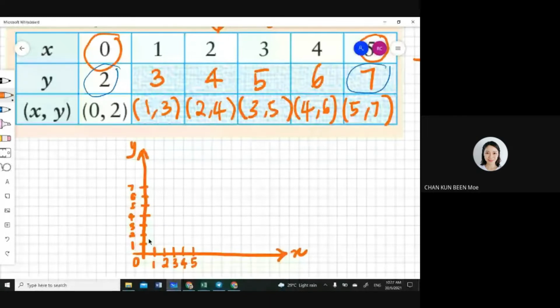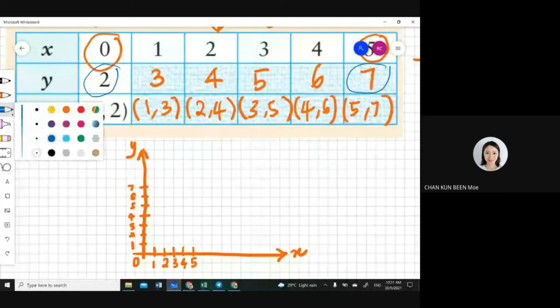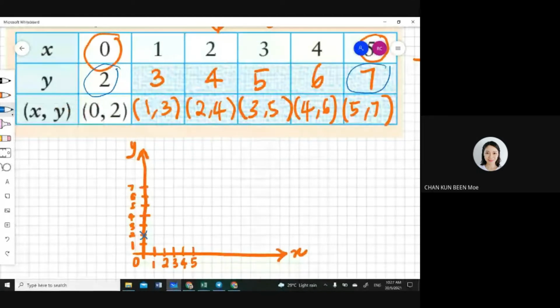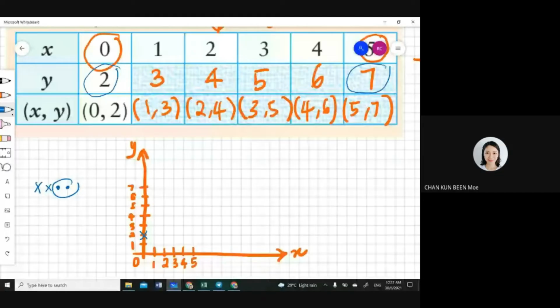I'm going to use a different color so that you can see clearer. Small one. Okay, so 0, 2 is right here. You need to cross it. You need to cross like that in the intersection of the grid line. I don't want you to use a dot like that. Don't use the dot like this. This is not advisable. We prefer to use this.